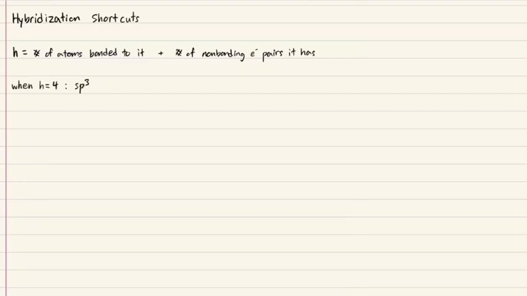Now that we've covered the important topics, here is a shortcut that you can use to determine hybridization quickly. Add the number of atoms and non-bonding electron pairs attached to the atom you want to determine the hybridization of. If atoms plus non-bonding electron pairs equals 4, the central atom is sp3 hybridized. If the sum is 3, the central atom is sp2 hybridized, and if the sum is 2, the central atom is sp hybridized. Let's apply this shortcut to examples we've seen.